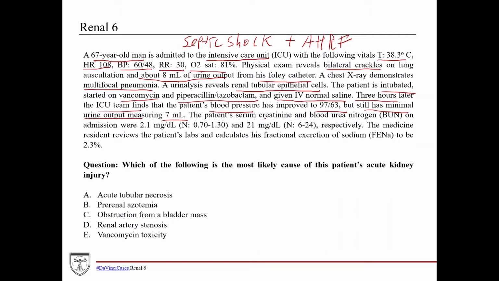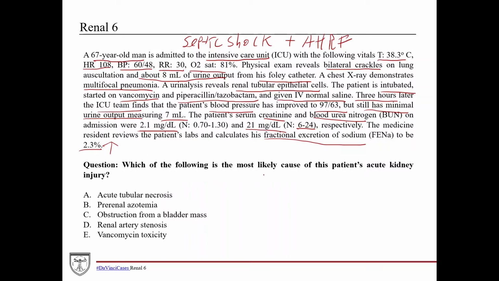The patient's serum creatinine and blood urea nitrogen, or BUN, on admission: 2.1 milligrams per deciliter for the creatinine, which is significantly elevated. The normal range here is 0.70 to 1.30. And then 21 milligrams per deciliter, which is the BUN, which is actually relatively in the normal range. You have 6 to 24 as the normal range. So the medicine resident taking care of this patient reviews the patient's labs and calculates the fractional excretion of sodium, or the FeNa, to be 2.3%, which is pretty increased. And we'll go over this in a little more detail a little bit later in the case.